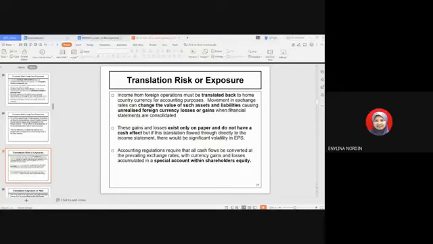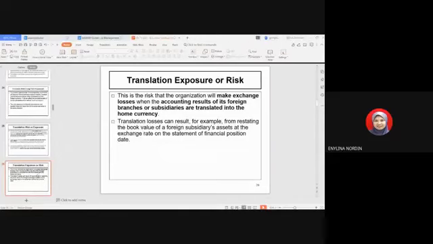And the movement in exchange rate can change the value of assets and liabilities, right? So, cause the unrealized foreign currency losses or gains, right, when the financial statements are consolidated. So that means, right, the translation is subject to the consolidation of the accounting information. Okay, right.